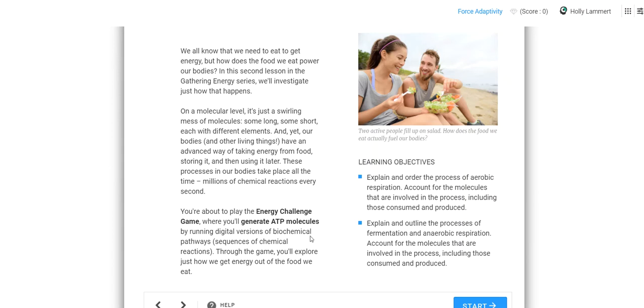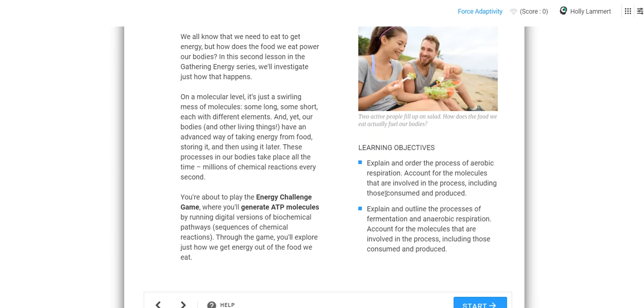Okay, so from this, our learning objectives are to be able to explain and order the process of aerobic respiration and account for the molecules consumed and produced. And we're also going to be able to do that for the process of fermentation or anaerobic respiration, which is when you don't have oxygen. So anything with an A, remember from our live lesson, A like asymmetrical means not or without, so without oxygen. We're going to be able to account for the molecules consumed and produced.